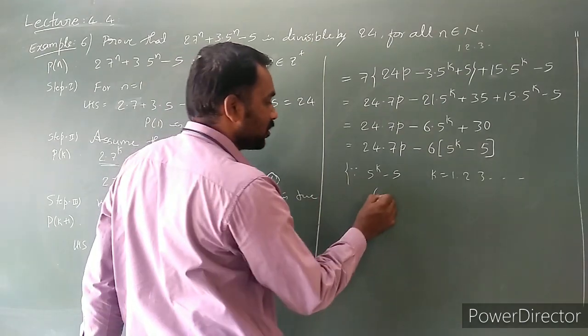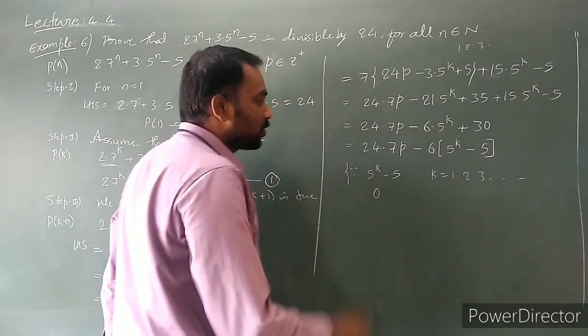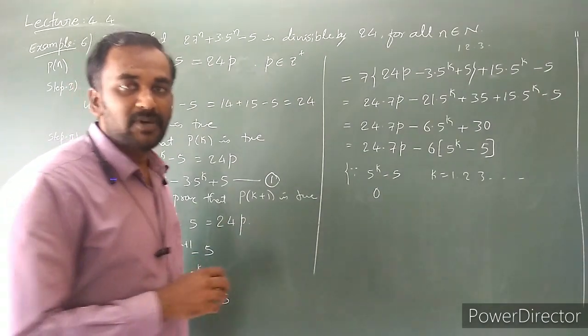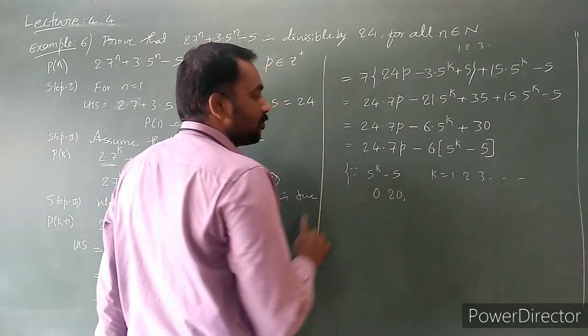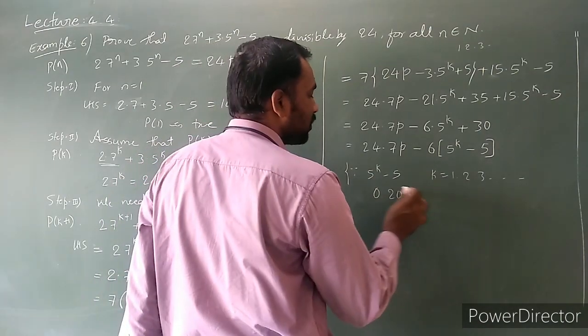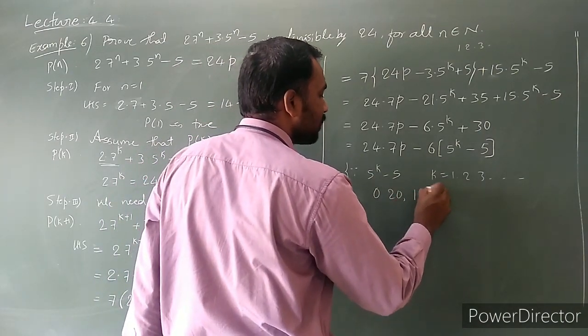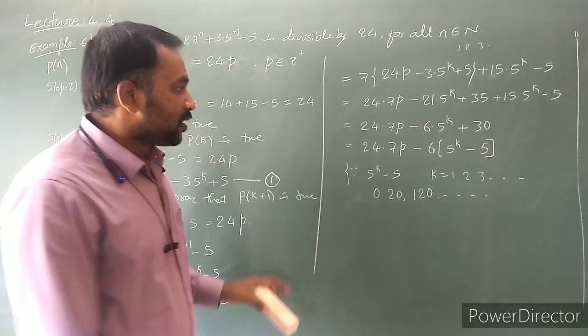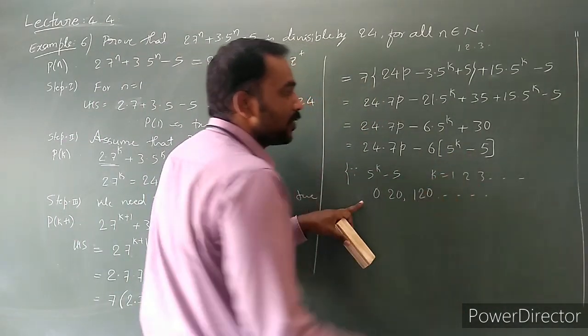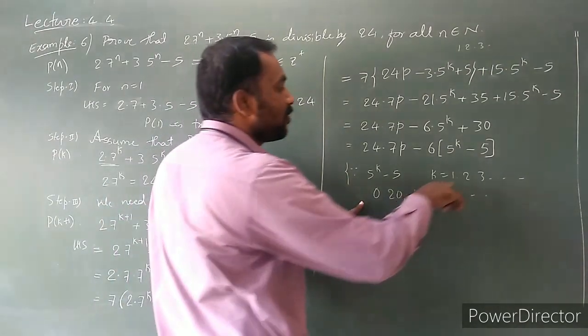5 minus 5, 0. Okay. K value is 2. 5 square, 25. 25 minus 5 is 20. Next, 3. 5 cube is 125. 125 minus 5 is 120. Like that, it continues. These are the values of 5 power k minus 5 after replacing the k values 1, 2, 3, and so on.